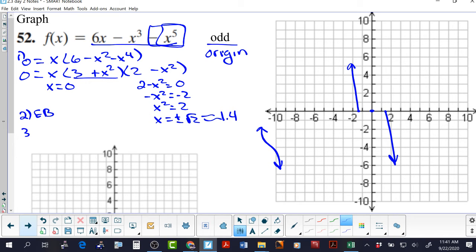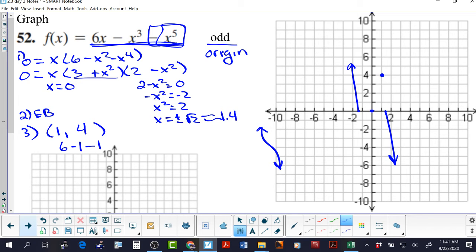So step 3, we've got to fill in some points. We really just need to fill in 1 comma something, then I'll use symmetry. Let's plug it in right here. The original wouldn't be bad for 1. 6 minus 1 minus 1, so 4. So 1, 4.